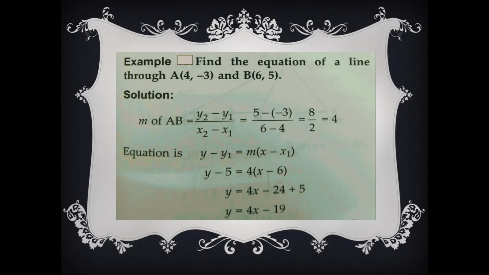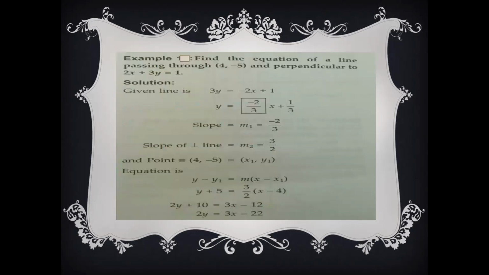If 2 points are known to us, this is how we frame the equation of line. Let's see one more example. In this particular example, it is given that we need to find the equation of a line passing through (4, minus 5) and perpendicular to the given line 2x plus 3y equal to 1.